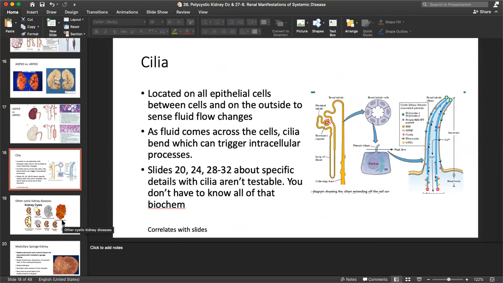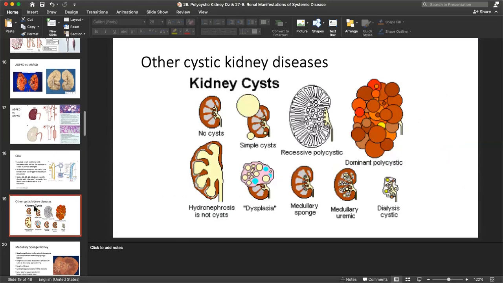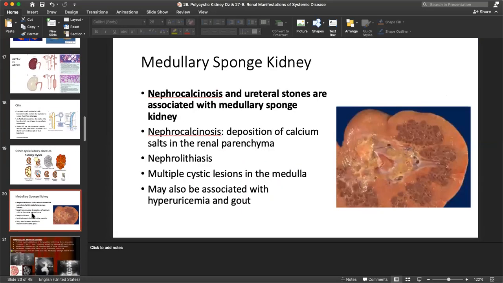Okay, cilia are going to be on the epithelial cells, and as the fluid comes across, the cilia bend to trigger intracellular processes. Here's looking at other cystic kidney diseases, so don't forget the other one. Medullary sponge disease, it looks just like a sponge.